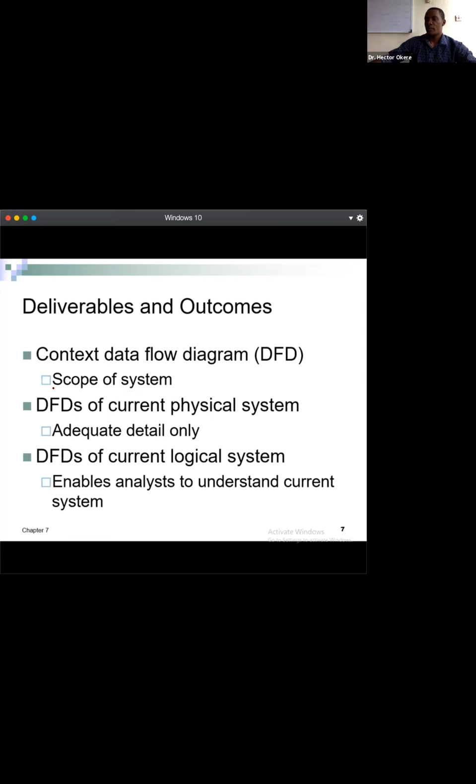So in data flow diagrams, there are several stages of data flow diagram. Stage 1 is the context diagram. Context data flow diagram is the first stage of data flow diagram.